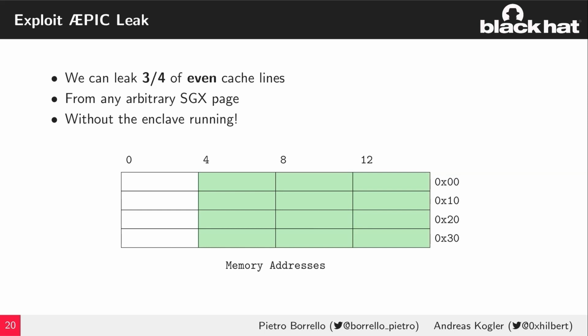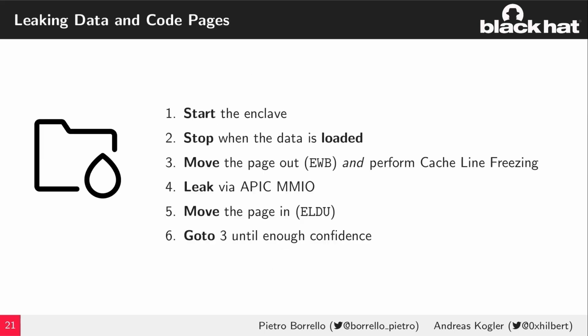OK, this is cool, but what can we do with this? So this brings us to our two attack setups we have in the publication. The first one is just targeting data and code. So we've seen that we can leak data and code by reading the APIC registers, and the idea is now quite simple. We start an enclave and wait until the enclave is filled with some secret data.